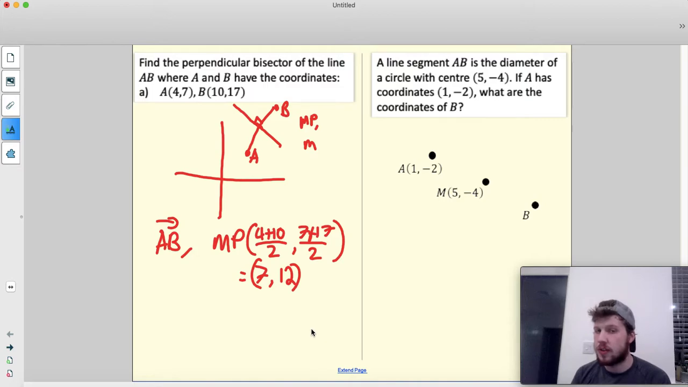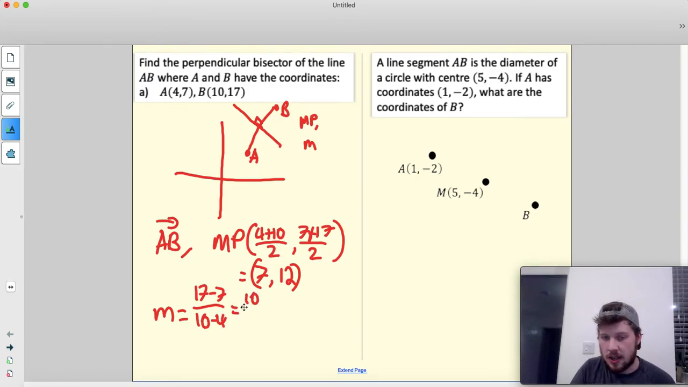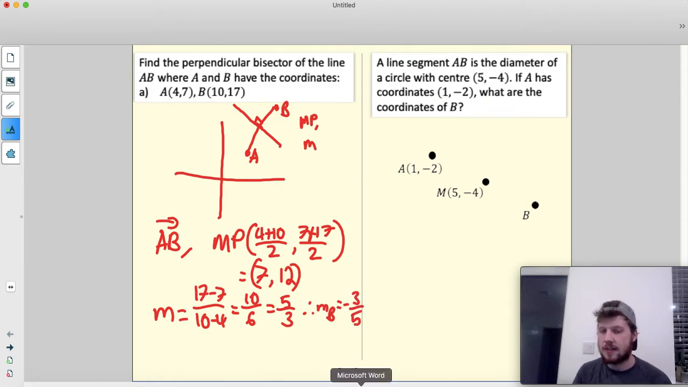The next thing I want to know is the gradient of this line. The gradient is how far up it goes when I move one to the right, or up one in the positive x-axis. So I go 6 across in the x-axis, and my difference in y is 17 take away 7 over 10 take away 4. So it's a difference of 10 over 6, and that would be the gradient of my line segment, which is 5 over 3. Therefore, the gradient of my bisector, which I'll call m with a subscript b, would be the negative reciprocal of that, so negative 3/5.